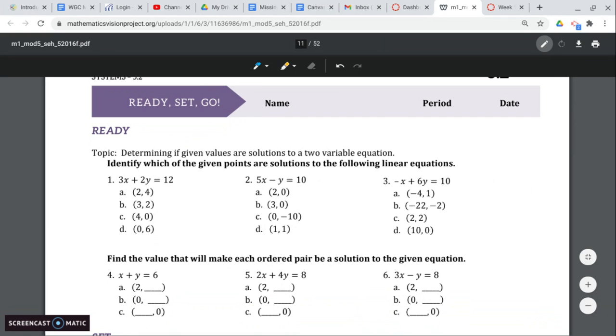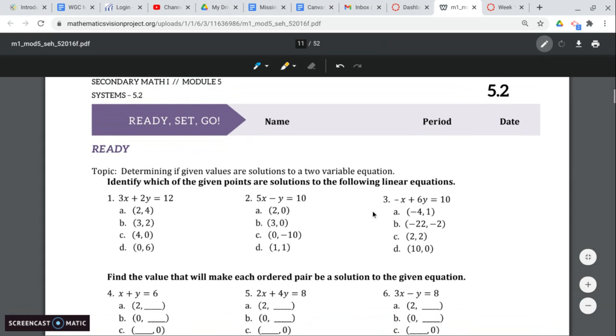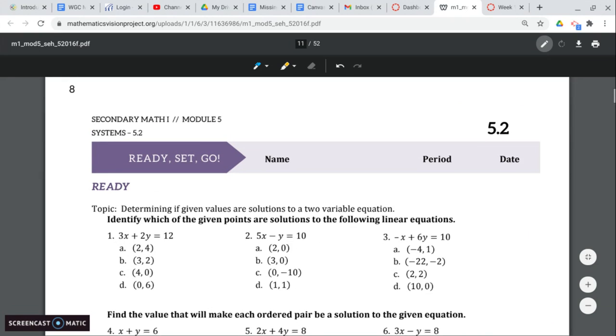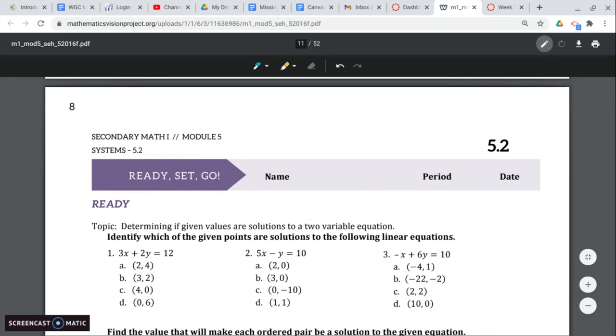But basically what we're going to do for this is plug each one of these points into the equation and see if it makes a true equation. If it does, then it's a solution. If it doesn't, then it's not a solution. So the one we're going to do together is number 3. I'm going to make some space so I have writing room. So number 3, we have negative x plus 6y equals 10. We have our first point, negative 4, 1.